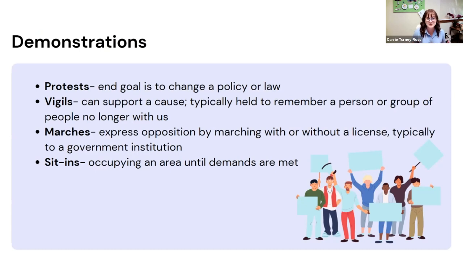So we're gonna talk about demonstrations, specifically protests now. So again, protests. The end goal of protests is usually, not always, but usually, to change a policy or a law. There's also vigils. These can support a cause, and they're typically held to remember a person or a group of people who are no longer with us. Marches express opposition by marching with or without a license, typically to a government institution.